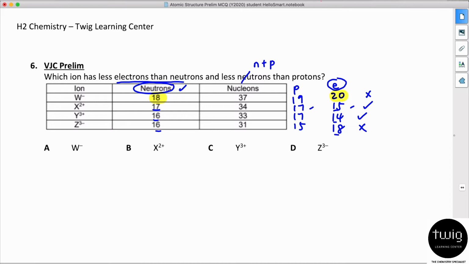Now, fewer neutrons than protons. Let's look at the neutrons. 17 protons. Oh, they are the same, so this one's out already. This one has 16 neutrons and 17 protons, so this is definitely correct. The correct answer has to be Y 3+. So the answer is C. Okay, let's look at the next part.